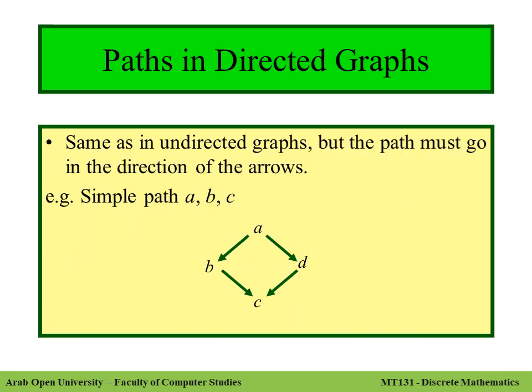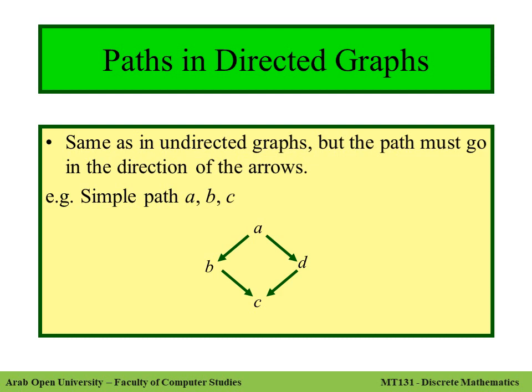In a directed graph, a path is a little more difficult because you have to worry about the direction. It's similar to the definition in an undirected graph, but the path must go in the direction of the arrow. You still have to be able to go from one vertex to the next, but you have to go in the correct direction. You have to follow the direction of the arrow.